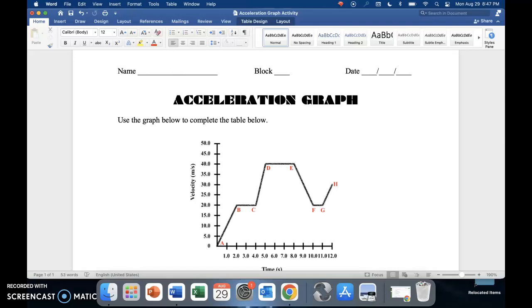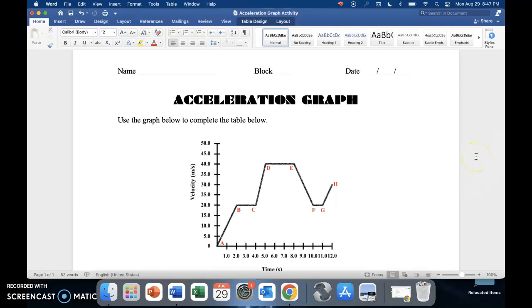Okay, the second part of today's activities will include learning how to work with an acceleration graph. What you're going to be doing here is following this line from A to B, B to C, C to D, D to E, E to F, F to G, and finally G to H. What you're going to do for me then is calculate the acceleration from one point to the next, and then describe for me the motion.